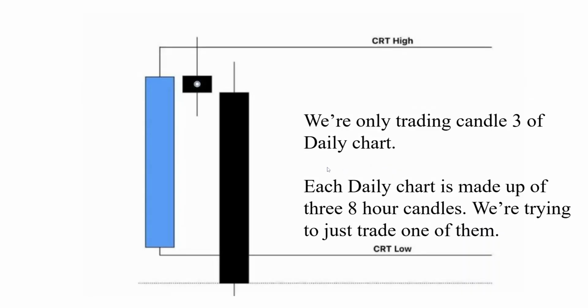Now, as we know, let's just say this is a daily chart. We only focus on this channel for trading candle 3. We do not try to trade candle 1, of course, and we're not trying to trade candle 2. We only focus on catching this candle right here. Each daily chart is made up of 3 8-hour candles. There are 3 8-hour candles in this large down move. All we're trying to do is just trade one of them.